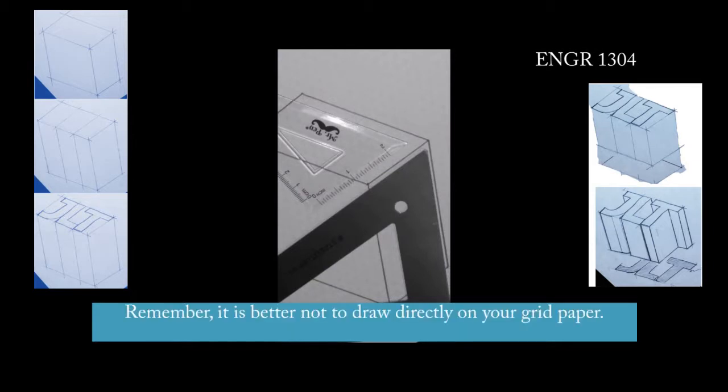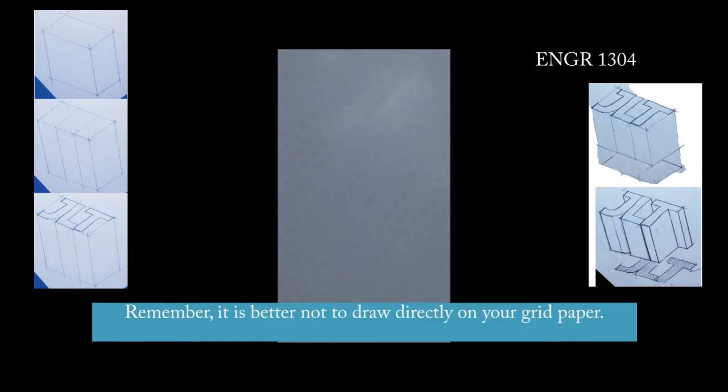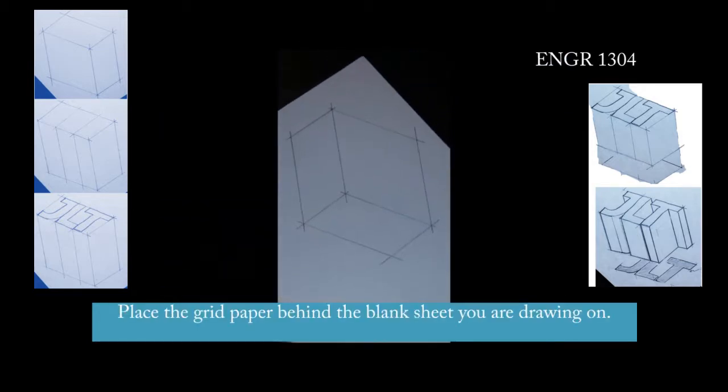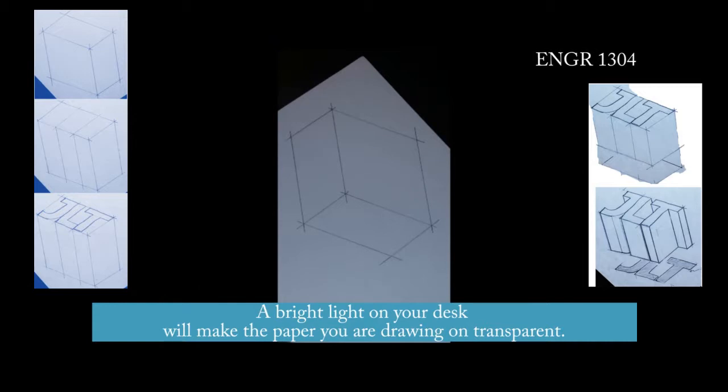Remember, it's better not to draw directly on your grid paper. Place the grid paper behind the blank sheet you are drawing on. A bright light on your desk will make the paper you are drawing on transparent.